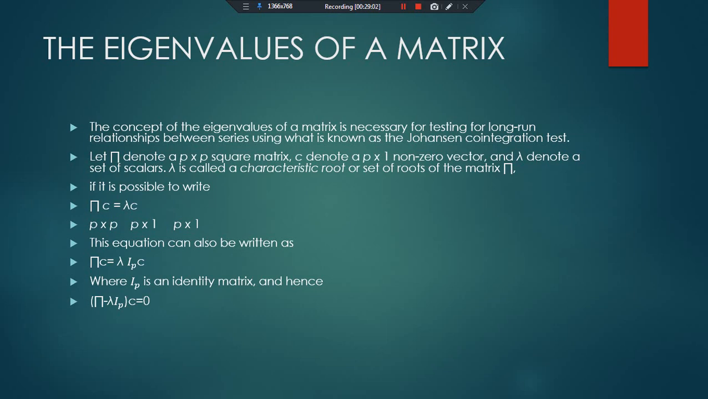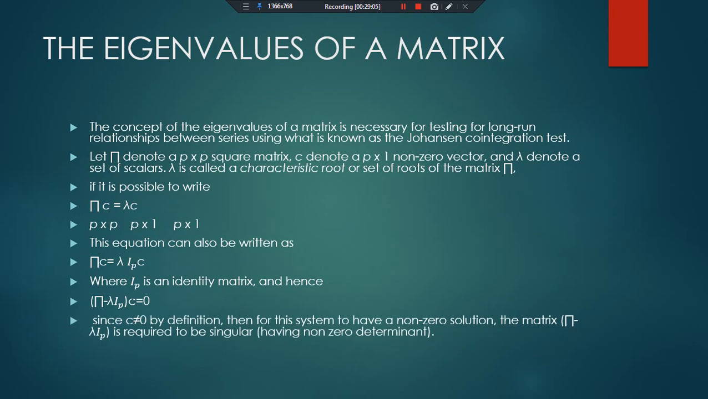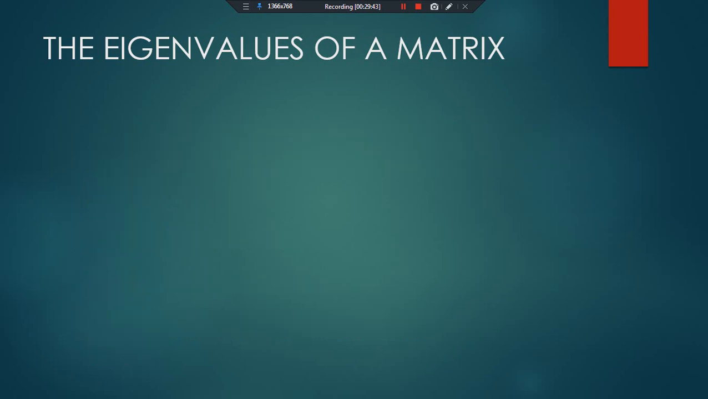Since C is not 0 by definition, for this system to have a non-zero solution, the matrix pi minus lambda I_P is required to be singular, having a zero determinant. When you are talking about singular, it means the determinant will be 0, and when the determinant is non-zero, it is non-singular. So the determinant of pi minus lambda I_P is equal to 0.